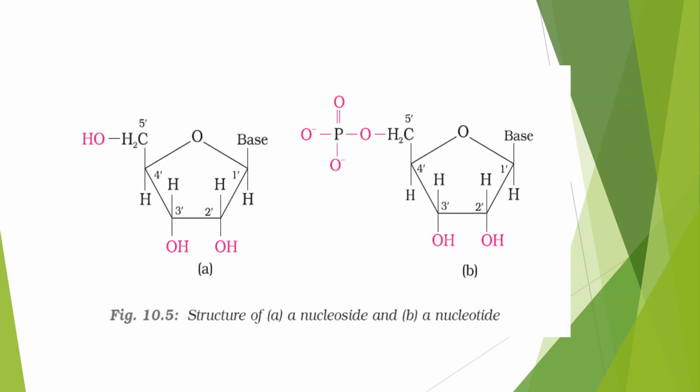First we will see the structure of a nucleoside. So this is a nucleoside. The sugar moiety is there, with first prime, second prime, third prime, fourth prime, fifth prime carbon, and a base is attached. But when PO4 minus 2 is connected to the 5 prime carbon of the sugar moiety, it is known as a nucleotide. Let's discuss their structure in more detail.